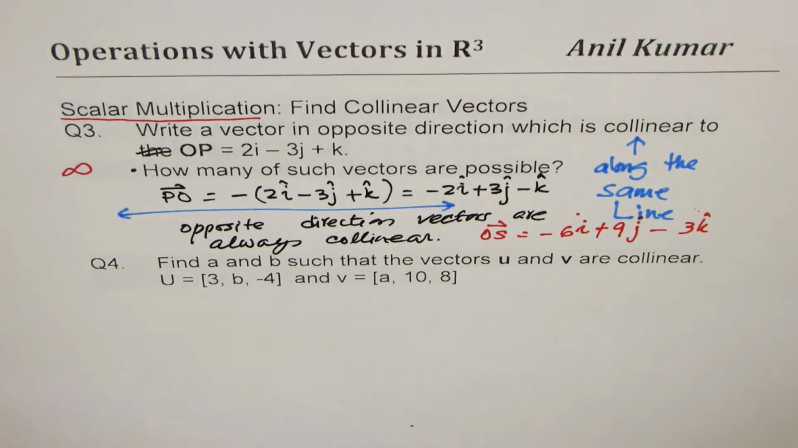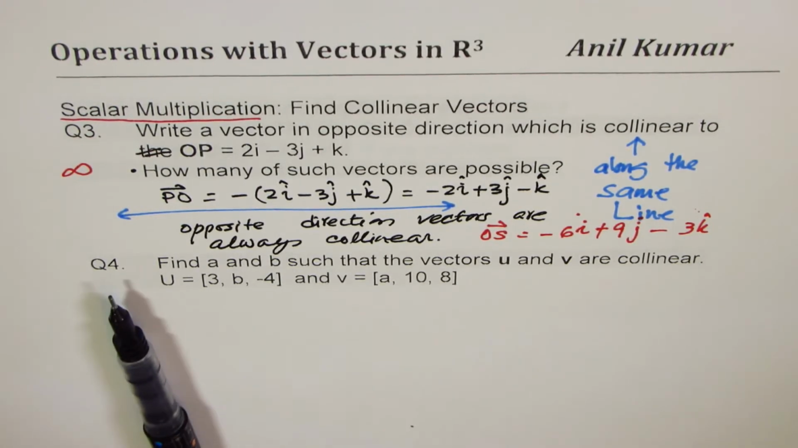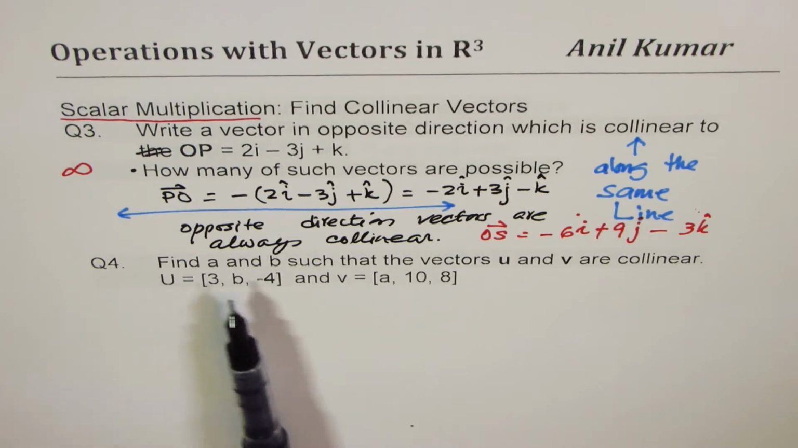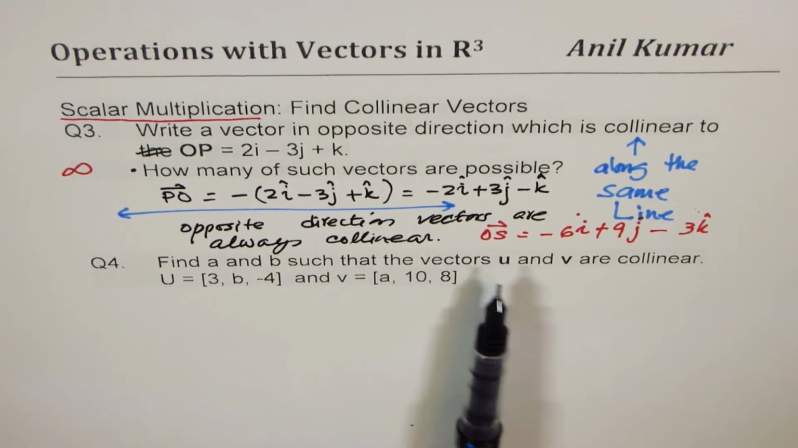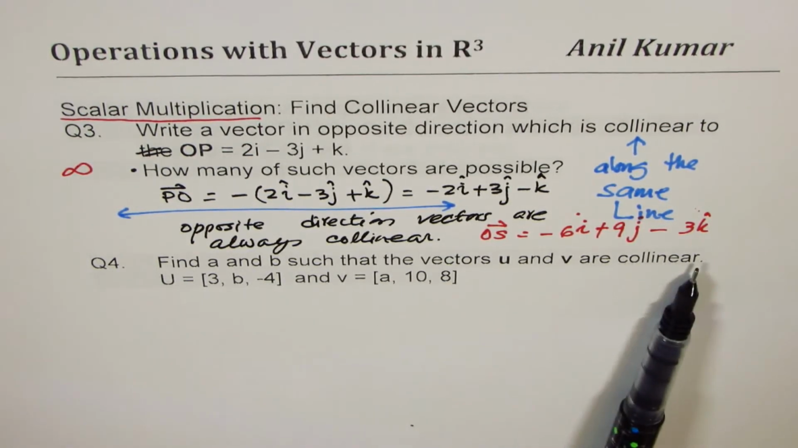You could multiply by any number. It has to be a real number, that's all. If you multiply by any real number, you get your answer. And that is what it is. So there are infinite such vectors. Now let's look into question number 4. It says, find a and b such that the vectors u and v are collinear.